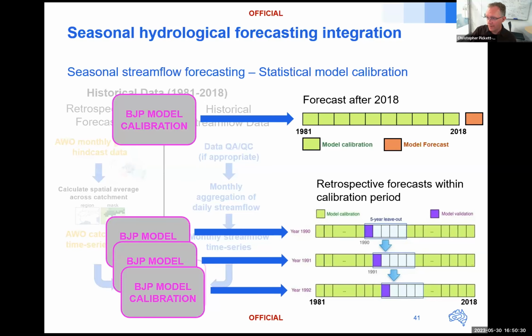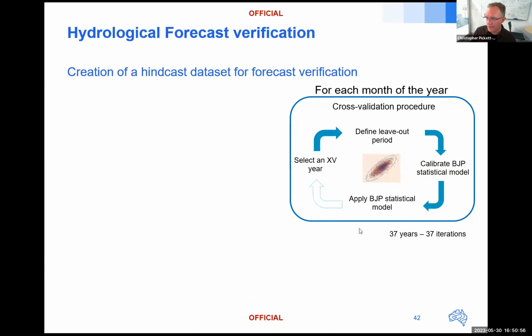So what this implies is, in the hindcast mode, we actually have to run a calibration for every retrospective forecast, basically because the data changes every time. And so this is computationally pretty intensive. Relative to just running a real-time forecast, the generation of hindcast is quite computationally intensive, has to be done on supercomputers. So just quickly, the creation of the hindcast data set for forecast verification.